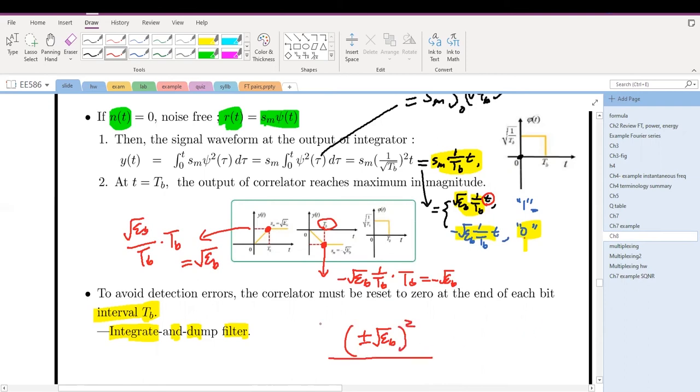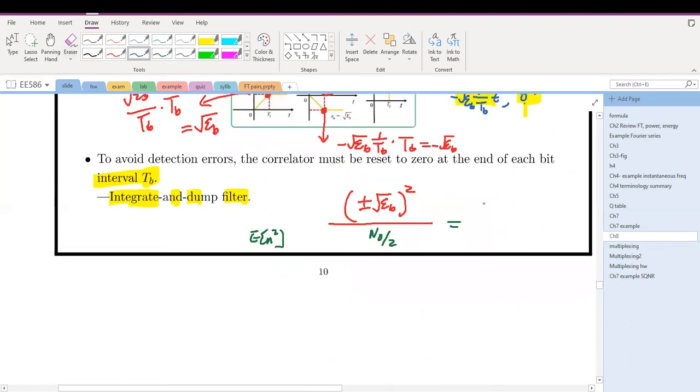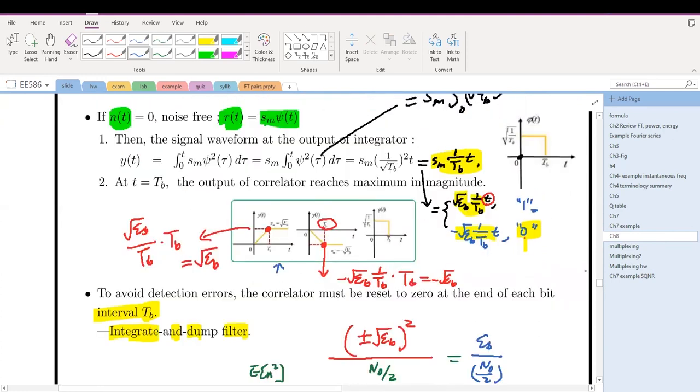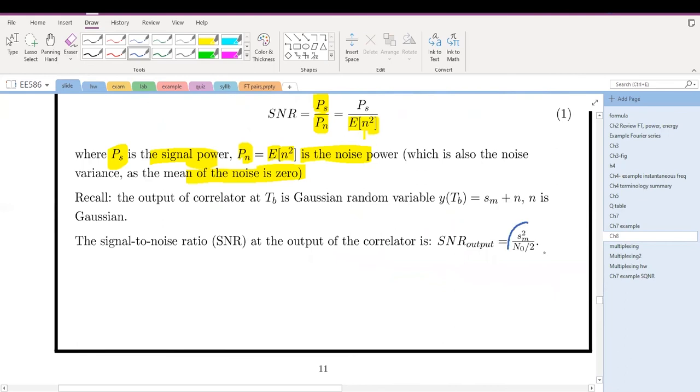And then what is the noise power? The noise power is N0 divided by 2, and this is the expectation of n squared we derived in the previous video. So the signal-to-noise ratio is Eb divided by N0 over 2. And this is the signal-to-noise ratio for this correlator receiver. It turns out that the signal-to-noise ratio is maximized for this correlator receiver.